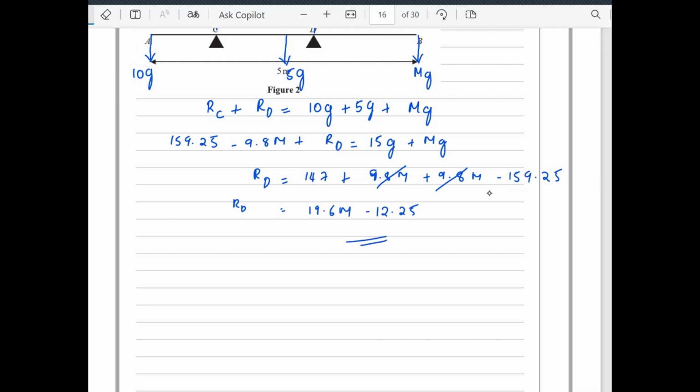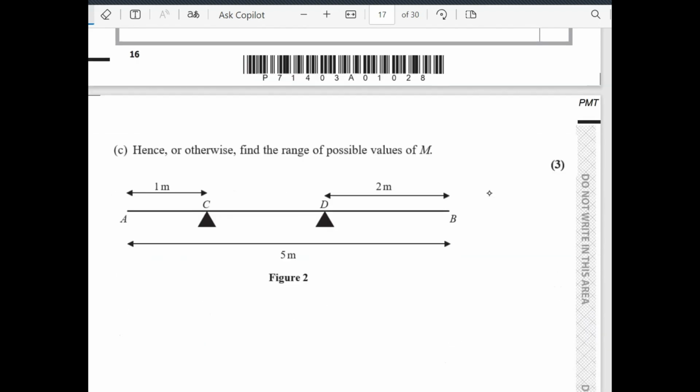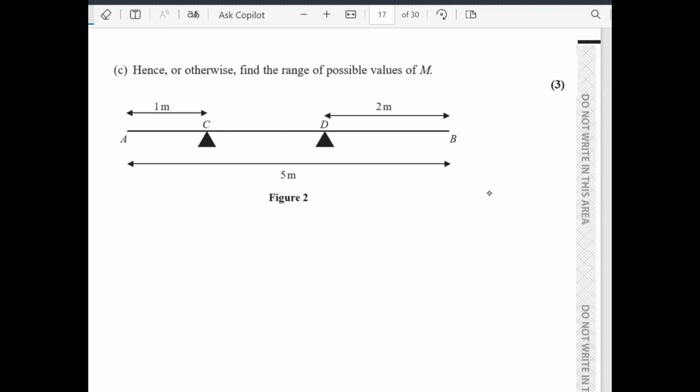Now we have the last part here. Hence or otherwise, find the range of possible values of m. So once again, let's simply draw the forces here. At A, there was 10g acting. At 2.5 meters, we had 5g, and then we have mg here, and then we have RC acting up and RD acting up. Now find the possible values of m.